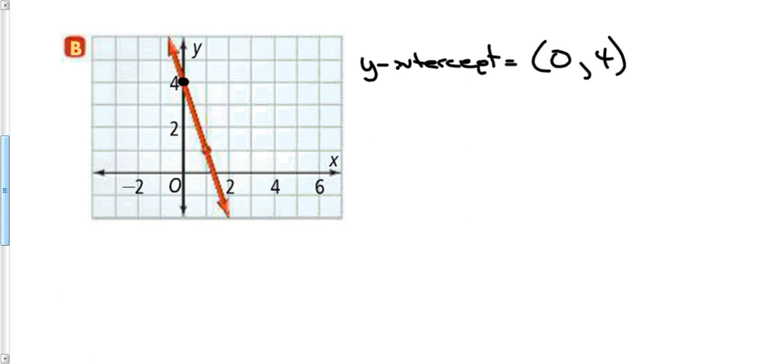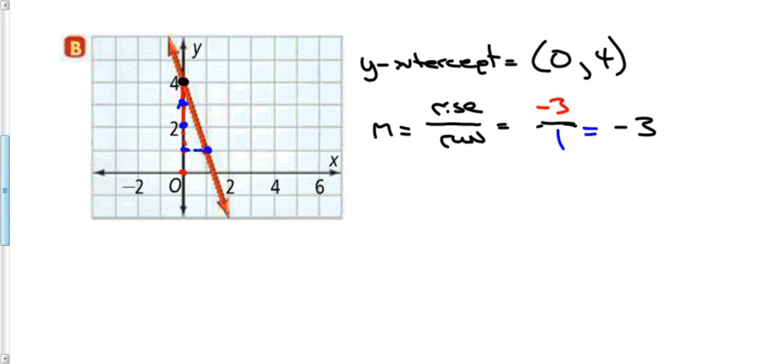My slope, m, if I remember, is going to be rise over run. So I can see that this line goes 1, 2, 3, 4, down 4. So my rise is going to be -4 over my run, which is right 1. So it's going to be -4 over 1. Actually, 1, 2, 3, down 3 over 1. So it's going to be -3 over 1. Sorry about that. So we have our slope of -3.